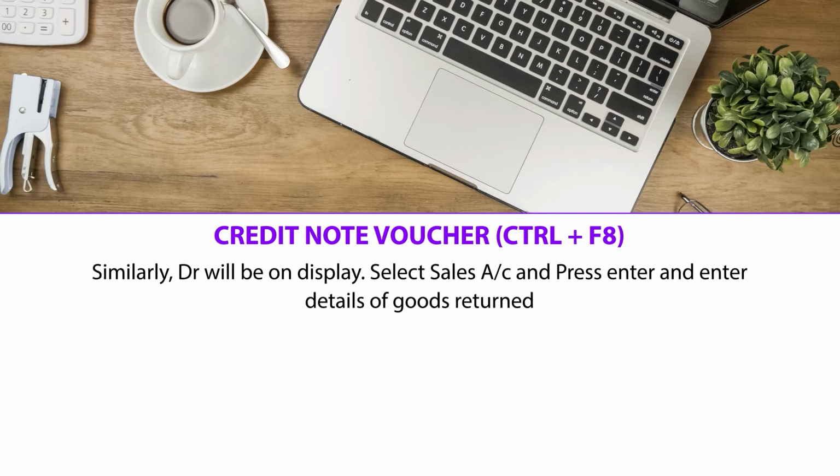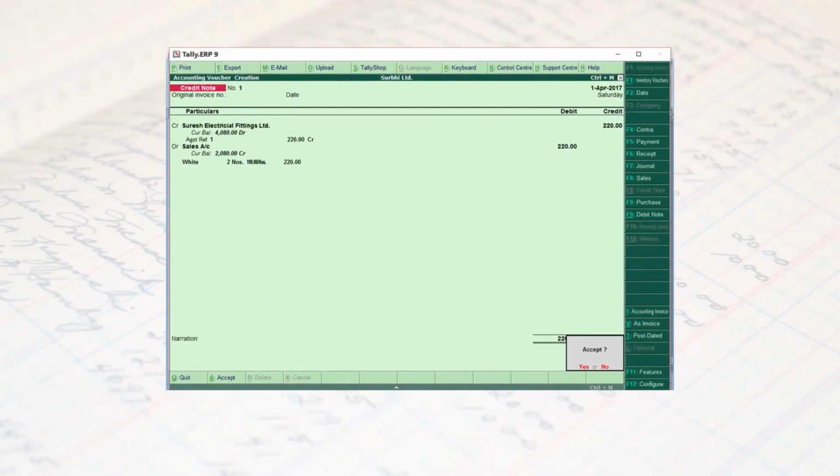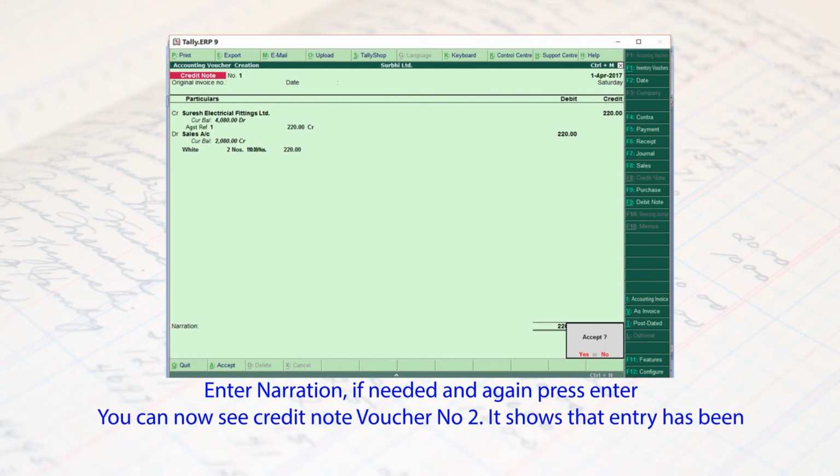Similarly, debit will be on display. Select sales account and press enter and enter details of the goods returned. Once it is filled, the following screen will appear. You can now see the same way we have created the inventory details in the sales voucher. Similarly, in credit note, below the sales, you can see the current balance as well as the 2 white tube lights which you have returned. The procedure is similar as we have done in the sales voucher.